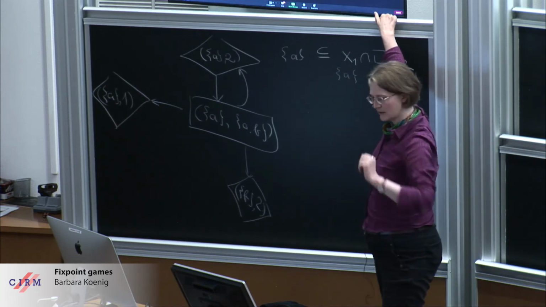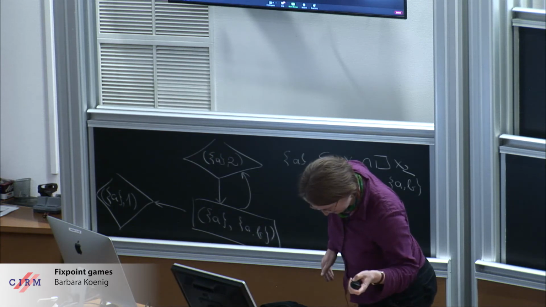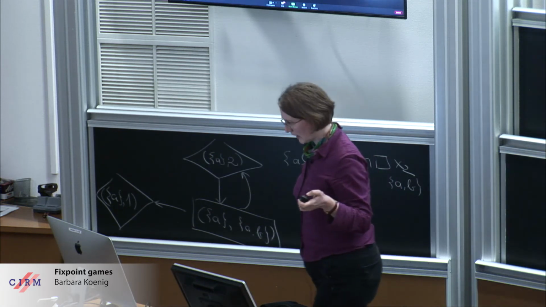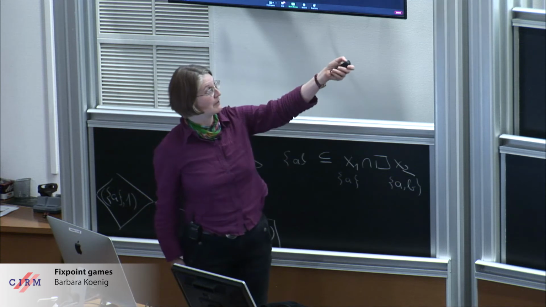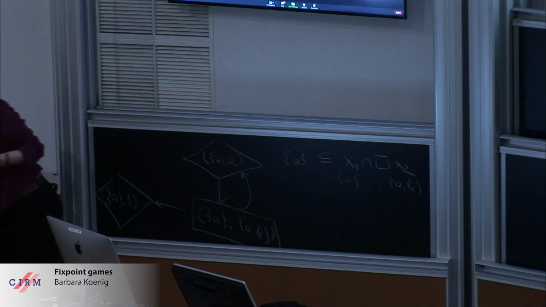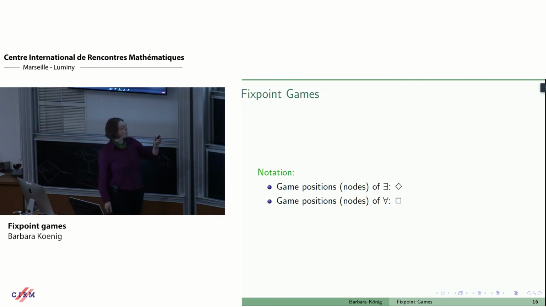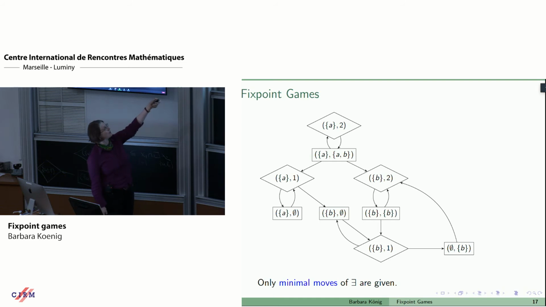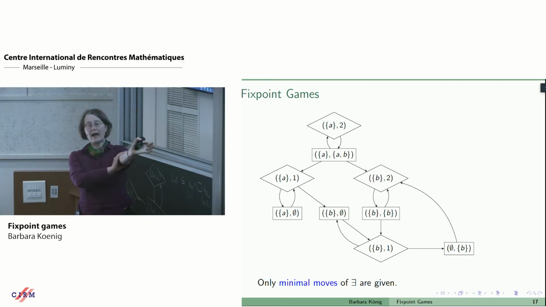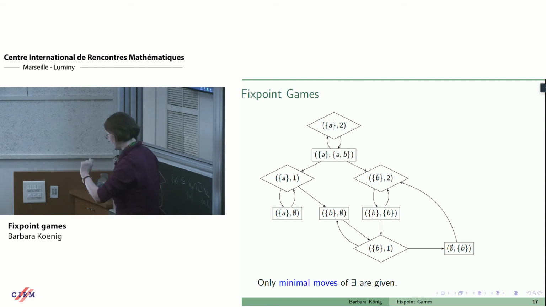OK, and then of course this is slightly larger. I already explained the game positions. So diamonds for the existential player. Now I should switch off the light. And boxes for the universal player. And this is the game. And we start here. And since the formula is actually satisfied, the existential player has a winning strategy.